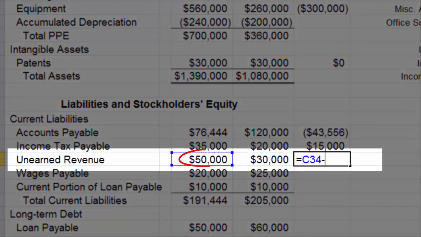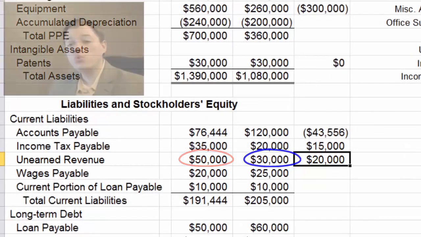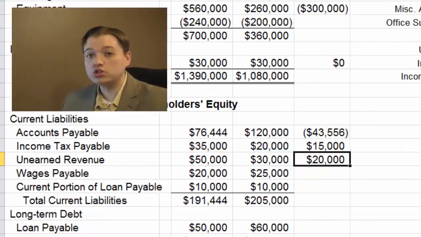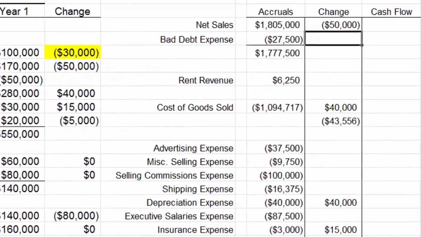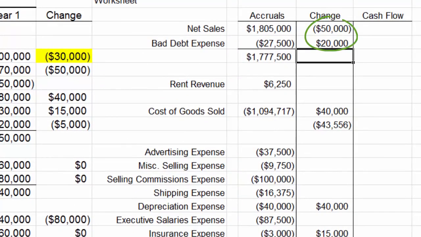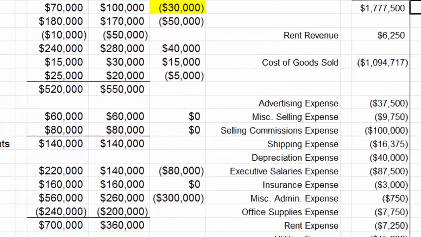Unearned revenue goes up. Translation, we have received more orders for work that we have not done yet. They paid us, we haven't done it. But since they paid us, we have the cash in the bank. So this one is money we receive from our customers, so it's going to match up with sales. So there's our two changes for sales.